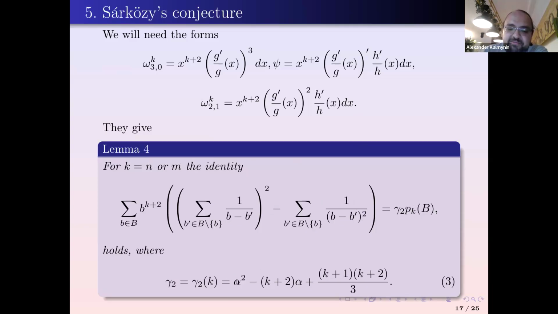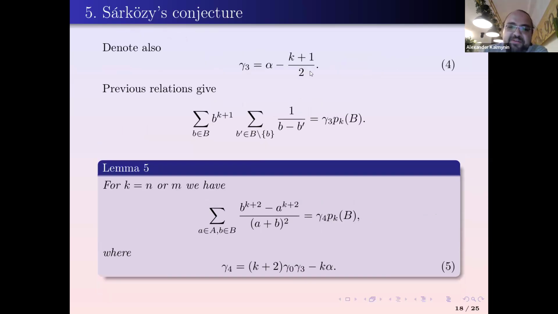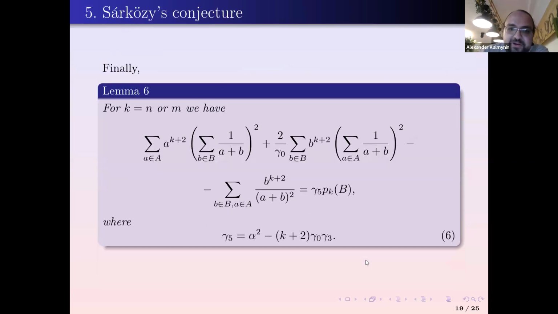Gamma 2 is this polynomial expression in alpha and k. So gamma 3 is this one. Gamma 4 is already a product involving gamma 0 and gamma 3. And you also get gamma 5, which is this. I'm sure it is already unlistenable at the moment, but I'll get straight to the point.